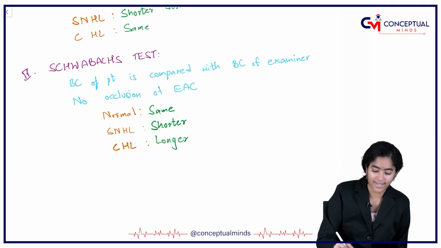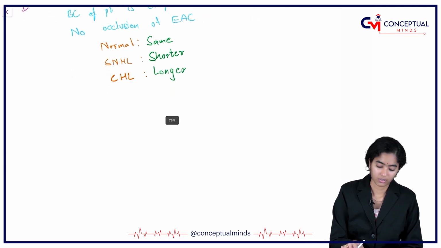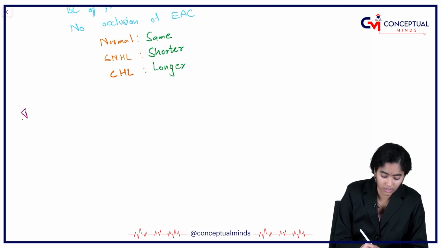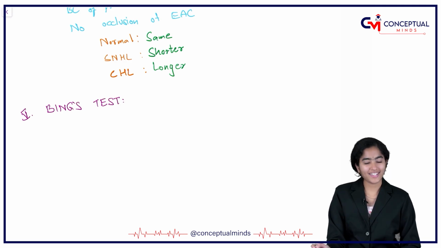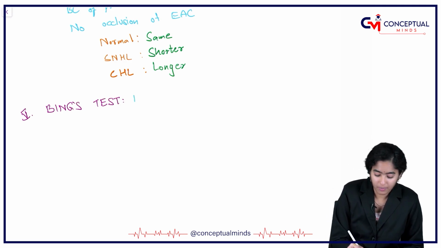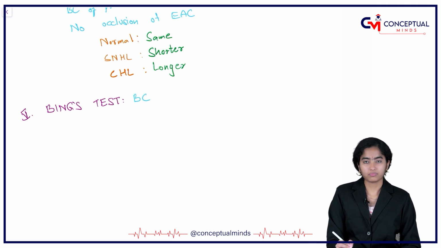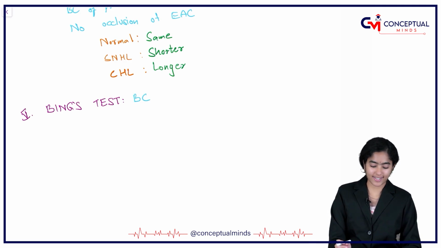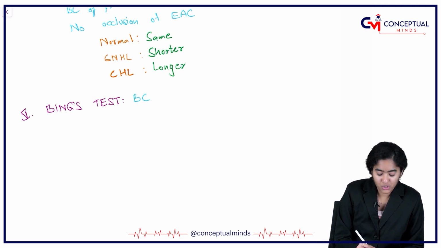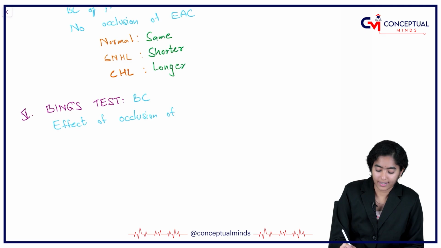Next we have two more tests. Fifth one is the Bing's test. In Bing's test also, we are checking the bone conduction. But the special feature of Bing's test is, we are checking the effect of occlusion of external auditory canal on hearing.